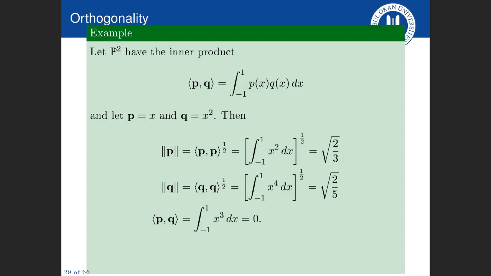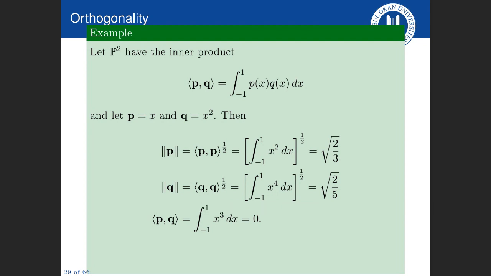Well, we can calculate the norm of P. That's the square root of the inner product of P and P, or the square root of the integral from -1 to 1 of x squared dx. That's the square root of 2 over 3. We can calculate the norm of Q. Again, it's the square root of the integral from -1 to 1 of q squared, x to the power 4, square root of 2 over 5.